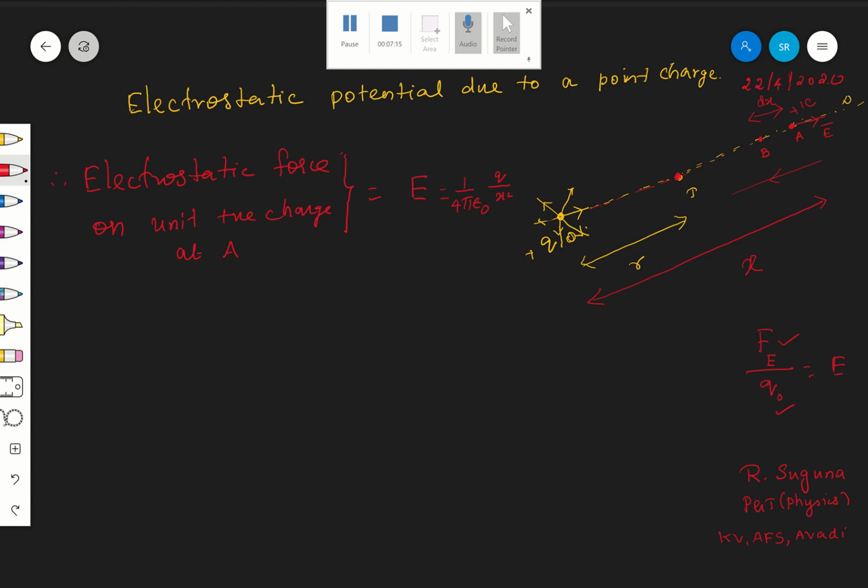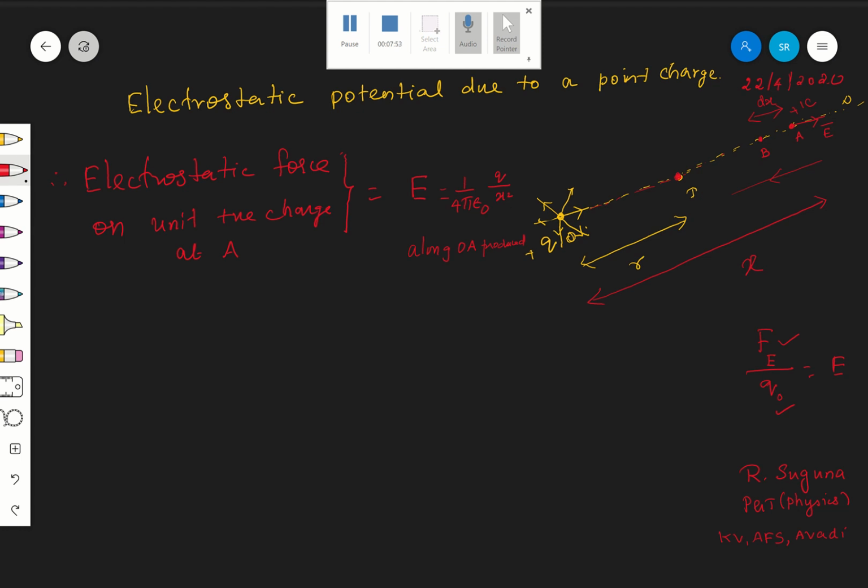So I am keeping the charge at P here. What is the direction? Along OA produced. So when I keep a unit positive charge at A, it experiences some force, that is the electrostatic force. That is in which direction? Along OA when it is produced.